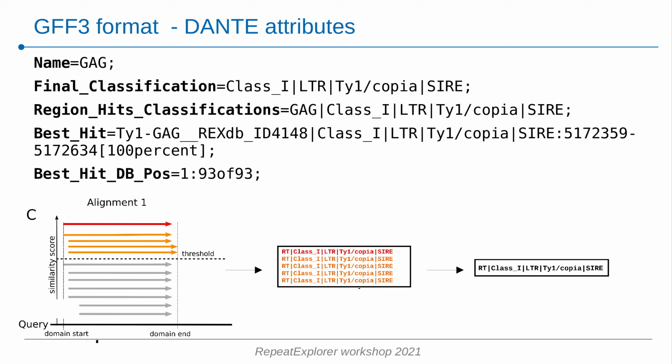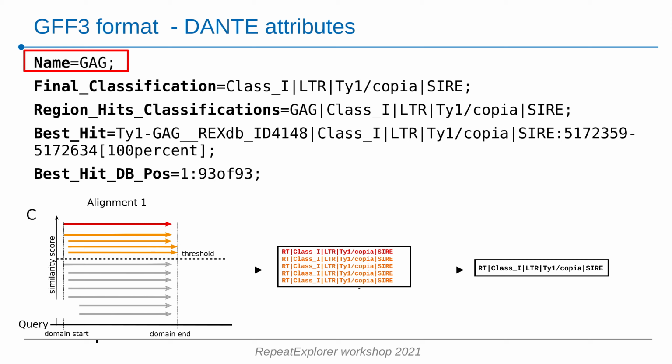Now let's take a look at what information we can find in the output, which is a GFF3 file produced by Dante. This is a standard GFF3 file which contains all mandatory information, and it also contains some Dante-specific information in the attributes column. This attributes column is the very last column in GFF3.